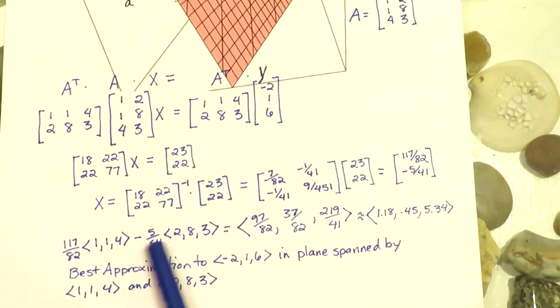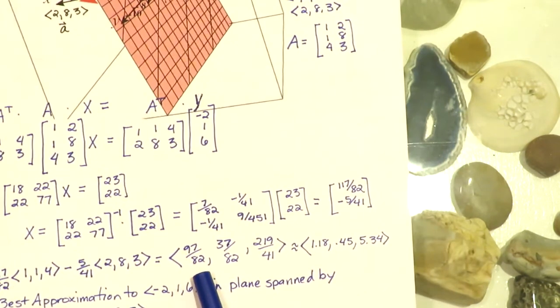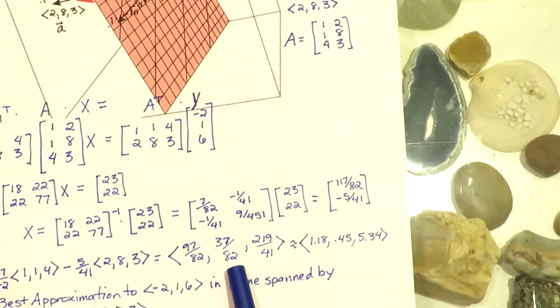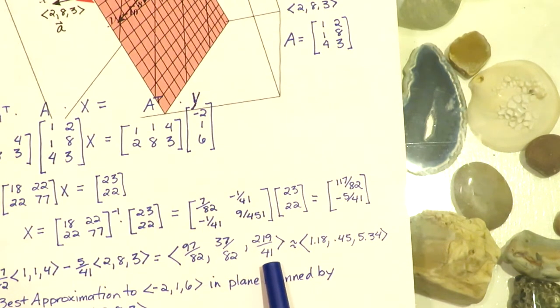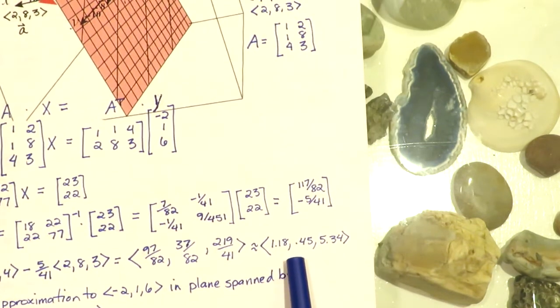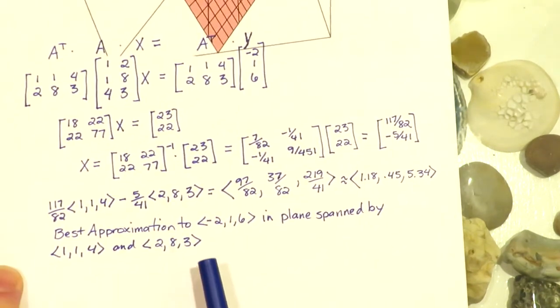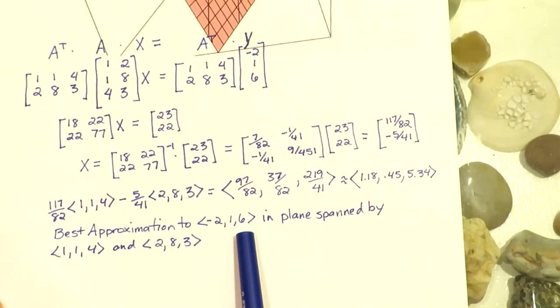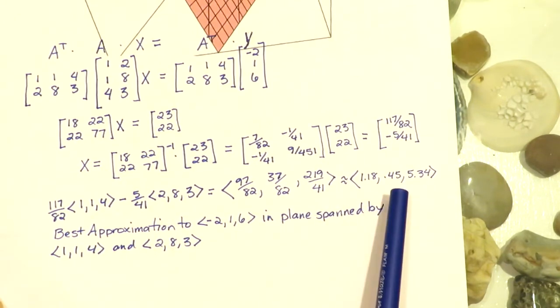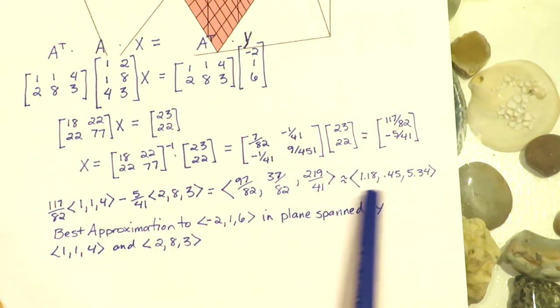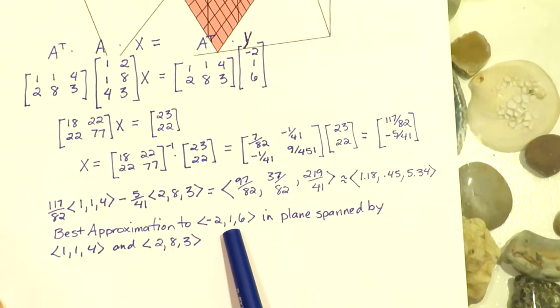And then I create this linear combination of my two original vectors, and I get the vector (97/82, 37/82, 219/41). And by the way, that's approximately 1.18, 0.45 for y, 5.34 for z, and we were trying to approximate (-2, 1, 6). So in this plane, that is the closest point in the plane to the terminal point of this vector.